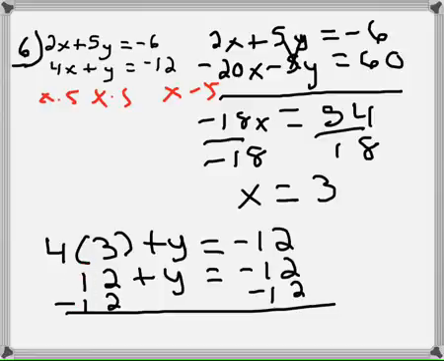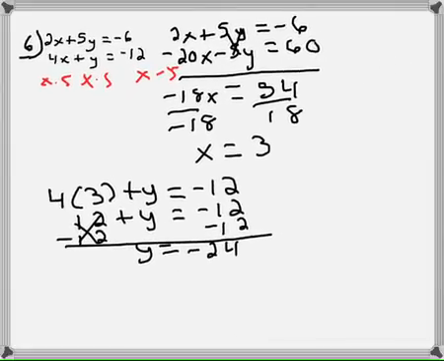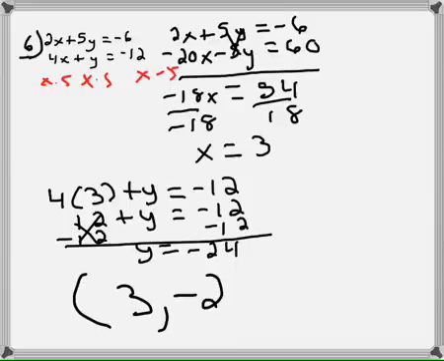12 minus 12 is 0. Y equals negative 12 minus 12 is negative 24. I'm going to shrink the screen so I can write the answer as an ordered pair. 3, comma, negative 24.